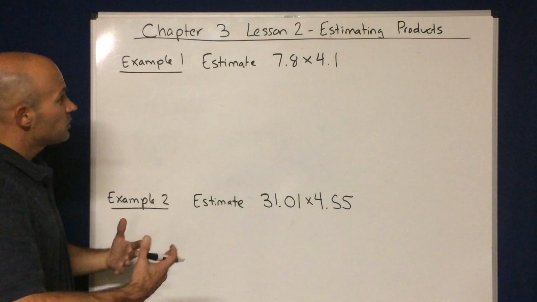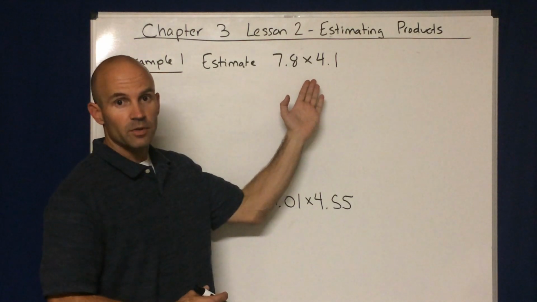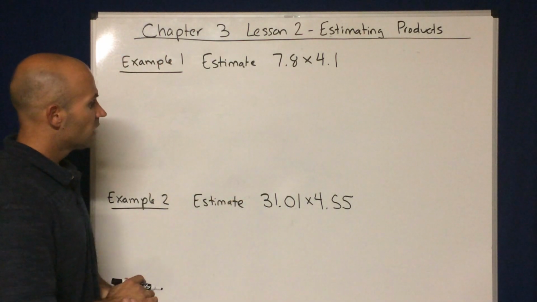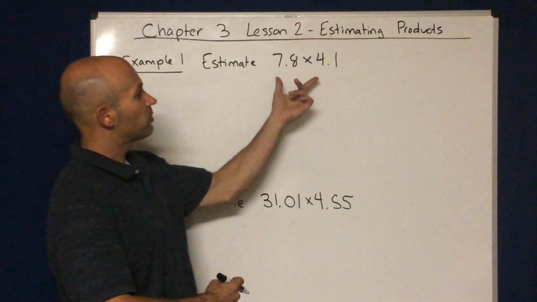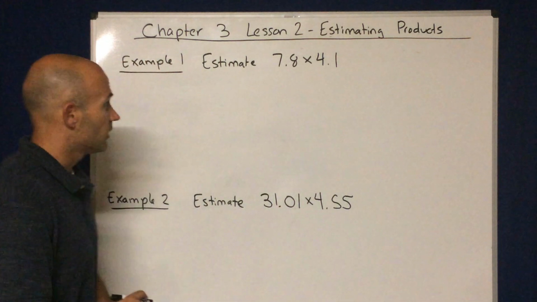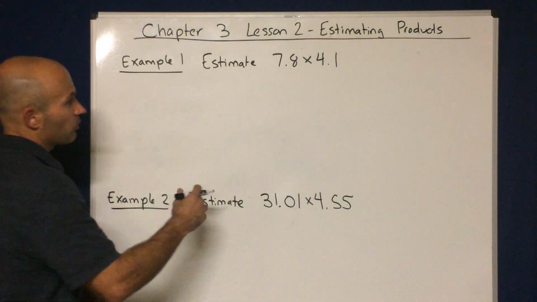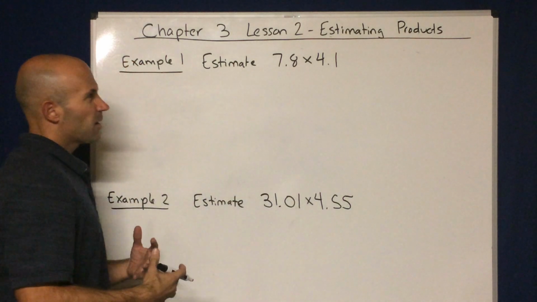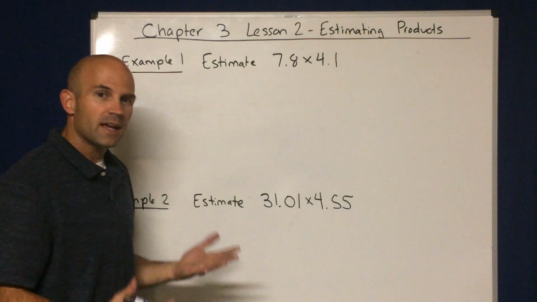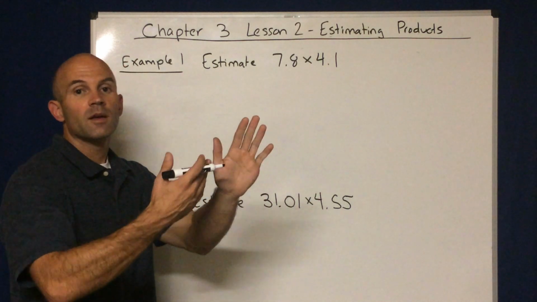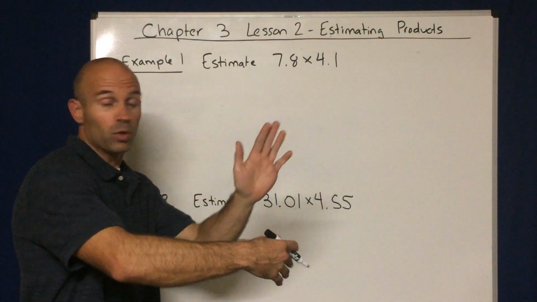What you're going to be doing is estimating products of decimal numbers. That's the focus of these first few lessons in Chapter 3: working with decimals. Before we learn how to multiply these, let's just make a guess at what the answer is. How do we do that? Well, I want to multiply 7.8 times 4.1, but I'll just do an estimate instead. The idea is that I'll still get a reasonably close guess, but with less work.